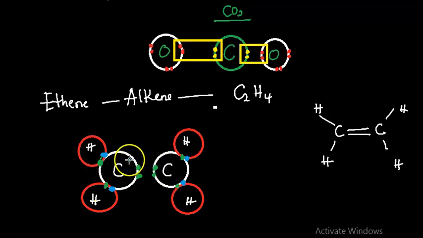In today's video, we looked at double covalent bonding. Double covalent bonding is the bond that is formed by sharing of 2 electron pairs between 2 atoms in which each atom contributes 2 electrons.